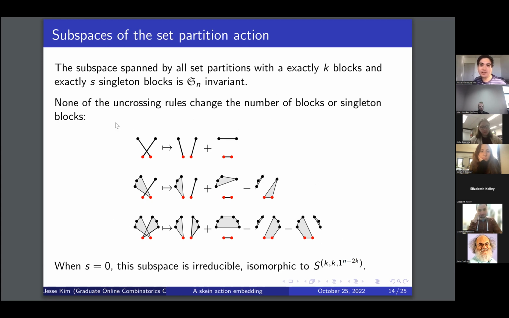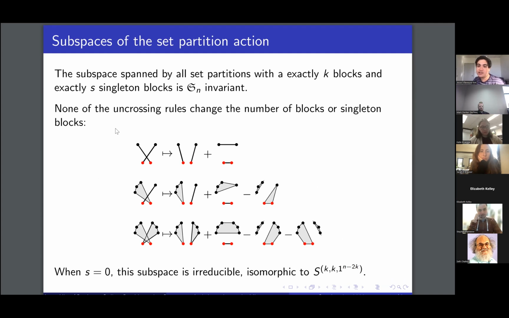So if you think about the set partitions with a fixed number of blocks and a fixed number of singleton blocks, that gives you an invariant subspace. And the reason for that is because none of these uncrossing rules change the number of blocks. None of them introduce or remove singleton blocks. And that's sort of why there has to be 3 different ones. If we try to add on one of these terms that appear in the later ones to this first relation, you'd end up with a block of size 3 and a block of size 1. And that would create a problem for reasons that I'll try to explain later. So that's why these extra terms are missing from these previous ones.